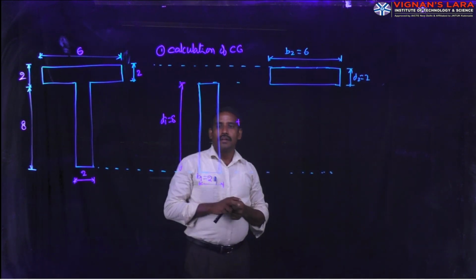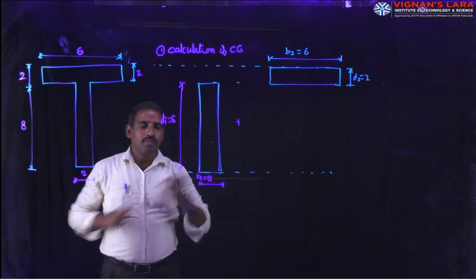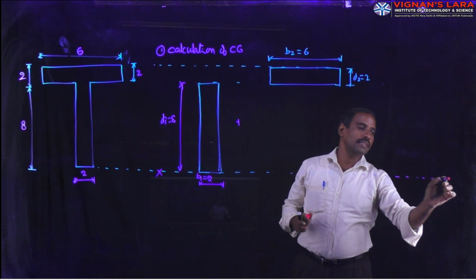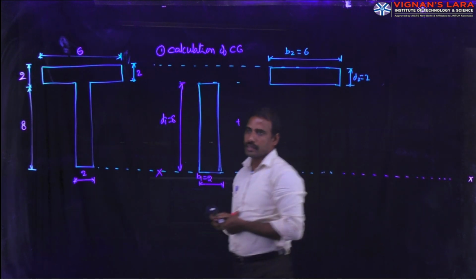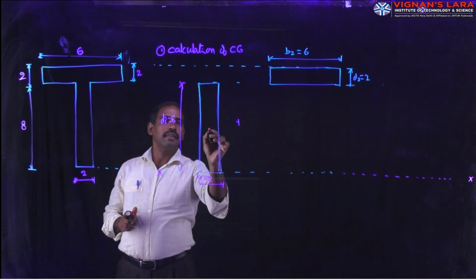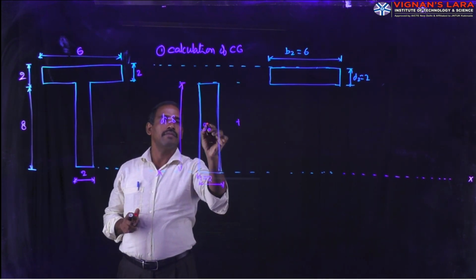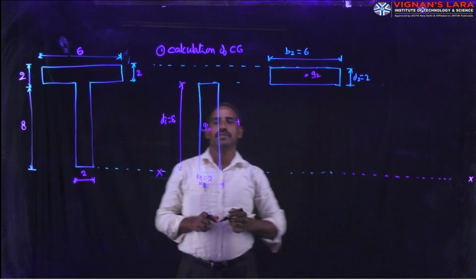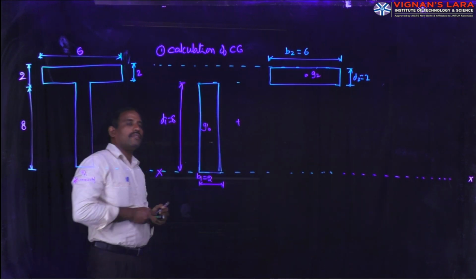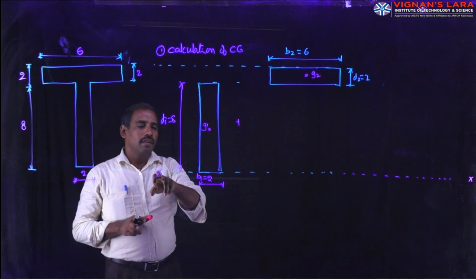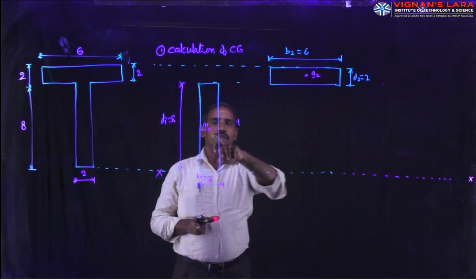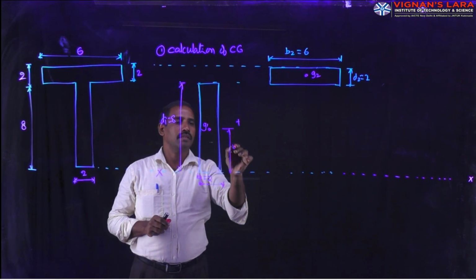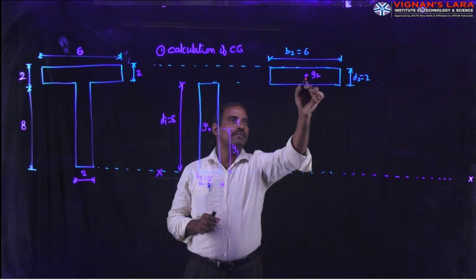The bottom one is assumed as the x-axis. About this axis, I would like to find out the centroid. For example, the centroid of element 1 is G1 and the centroid of element 2 is G2. We have to measure the vertical distance from the x-axis to G1 and G2. Here that is assumed as Y1, and this is assumed as Y2.